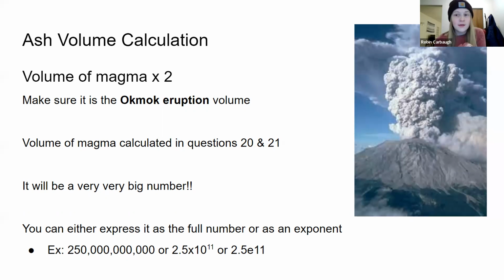And then the last part is looking at ash volume calculations. You'll take the magma volume calculation that you just found for the last questions and multiply by 2. So not too bad. But I believe for this, we only ask for the Okmok eruption. So just make sure you did the right one for this ash volume calculation. And it'll be a really big number as well. Give some examples of ways to express it. Just whichever way you feel comfortable. If you want to write it out or you want to do it the more scientific way, that's fine. But either way, it'll be really big.